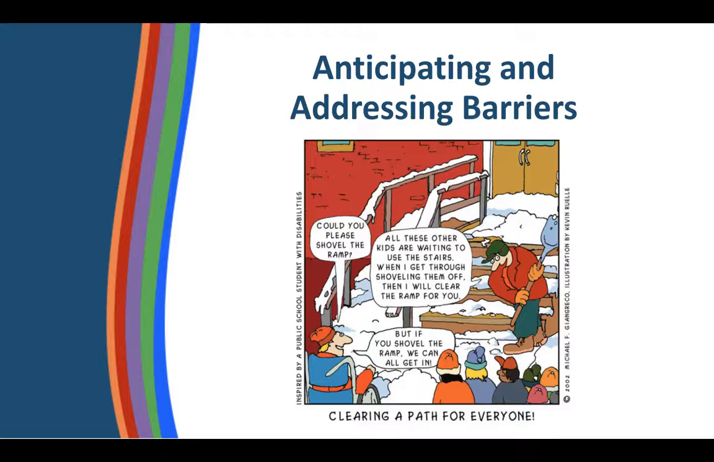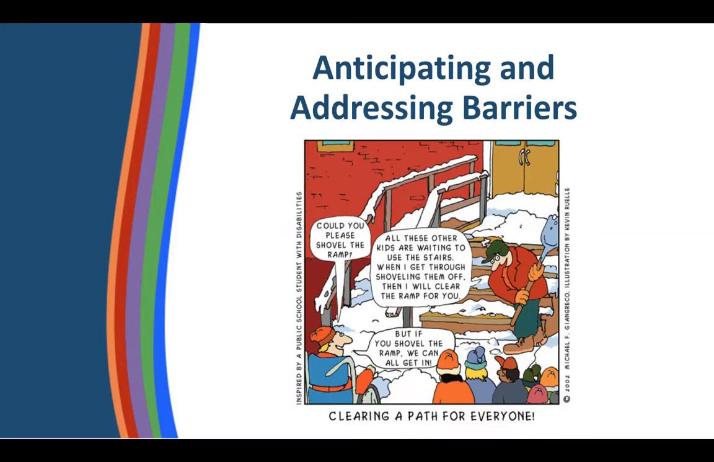Here we see an adult shoveling off a set of steps to the right of a snow-covered ramp, with a group of kids looking on. A young person who's using a wheelchair asks, "Could you please shovel the ramp?" The adult responds, "All these other kids are waiting to use the stairs. When I get through shoveling them off, I will clear the ramp for you." The same student responds, "But if you shovel the ramp, we can all get in."